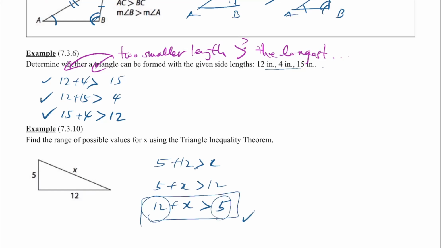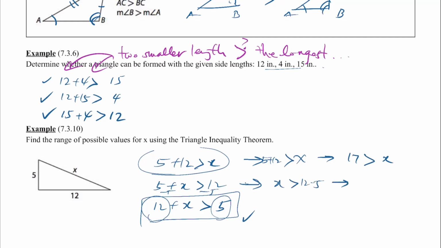Check, we know that already. How about this one over here? So that implies that x has to be less than 15 plus 12, which implies that 17 is bigger than the third number. In this particular case, subtract 5 from both sides, x is greater than 12 minus 5, and x is greater than 7.